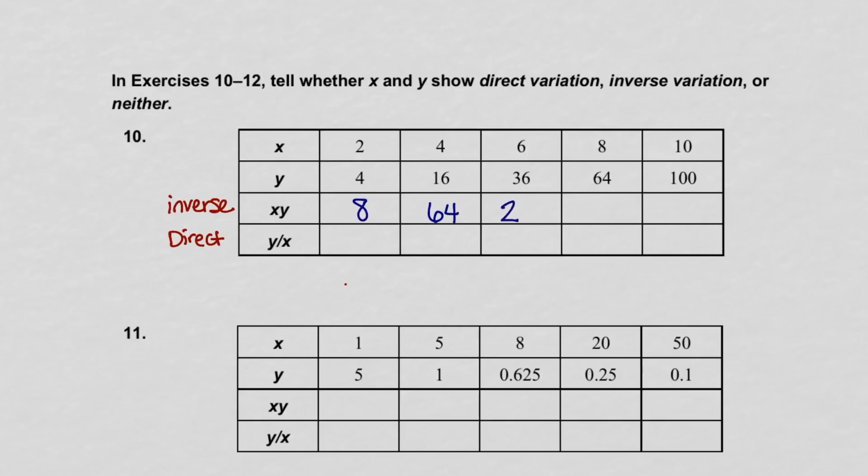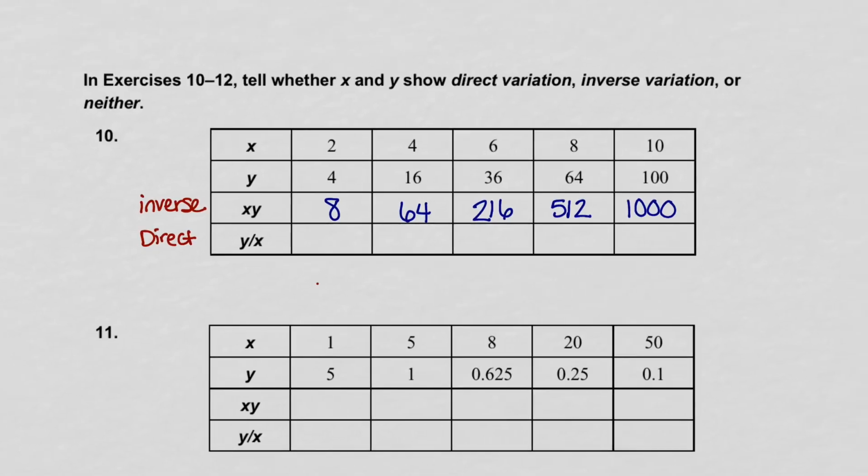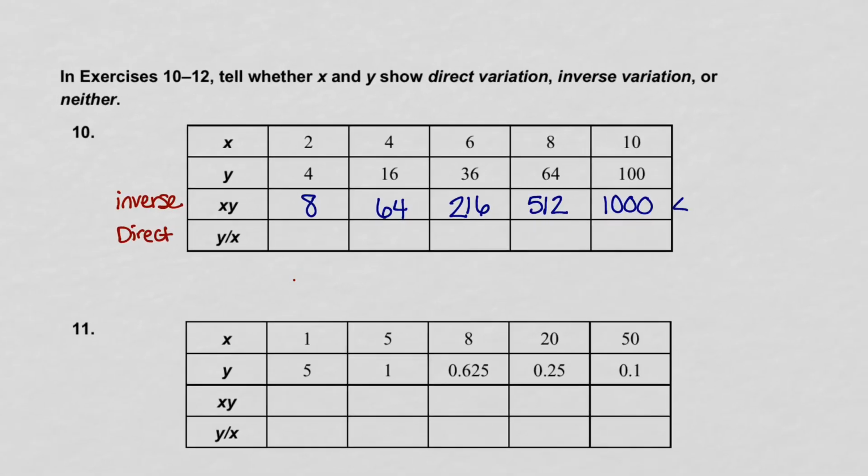So I do that and I go all the way across. And then I look and I say, are any of those a constant number? Are any of them the same? These are not constant. Constant means it's the same number. So I know it does not show inverse variation.